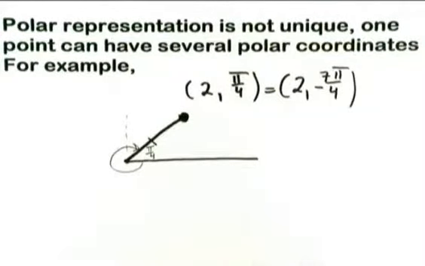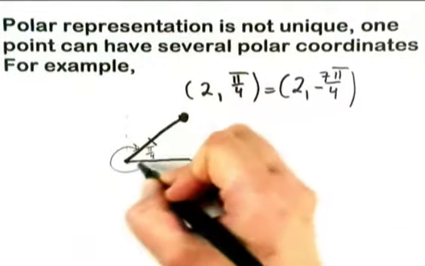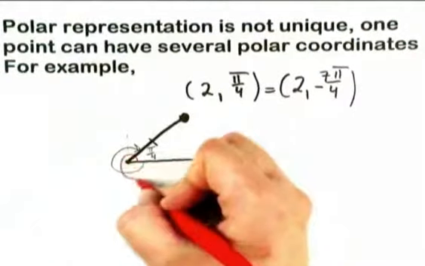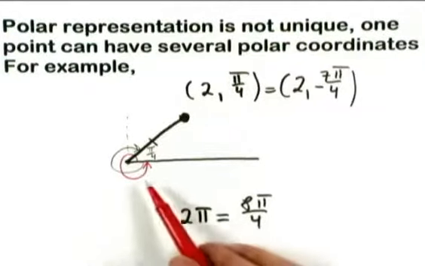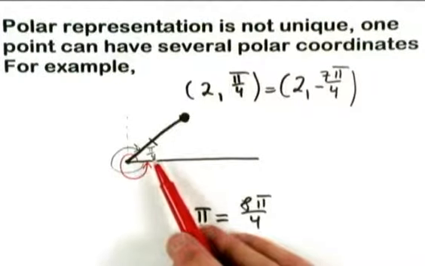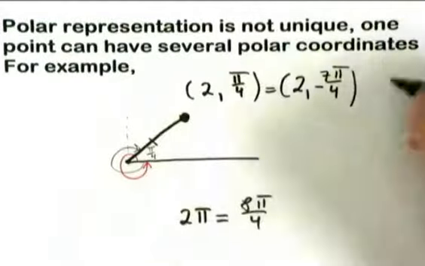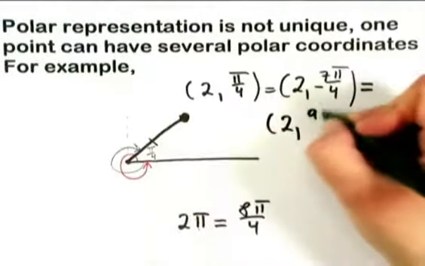And we could also write it down with a full rotation. We can go in the positive direction. In the positive direction, this angle is 360 degrees plus the angle we have. A full rotation is 2 pi, plus this angle. So the point can also be written as (2, 9 pi over 4), since 8 plus 1 is 9.